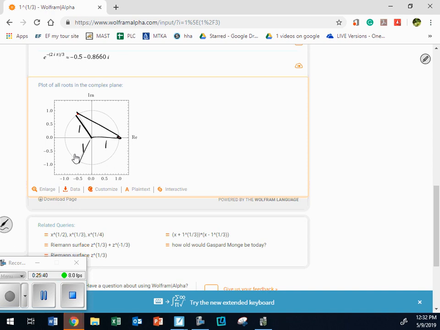Has anybody yet figured out this is 120 degrees? How'd you do it? 360 divided by 3, exactly. What if there'd been 4 roots? 360 divided by 4. What if there'd been 5? 360 divided by 5. But here's the kicker. What if there's n roots? What would the angle be? Ooh, and now change it to radians because you're smarter than degrees now. 2 pi over n. All right.